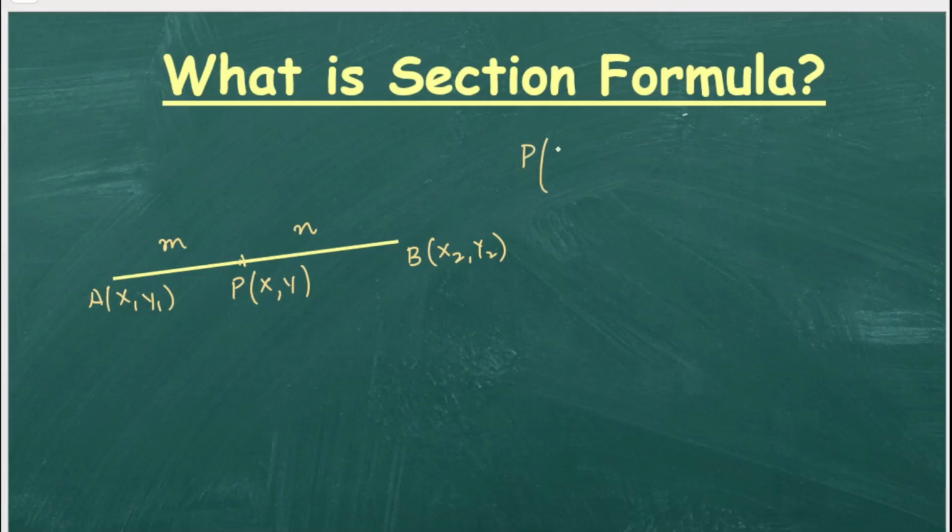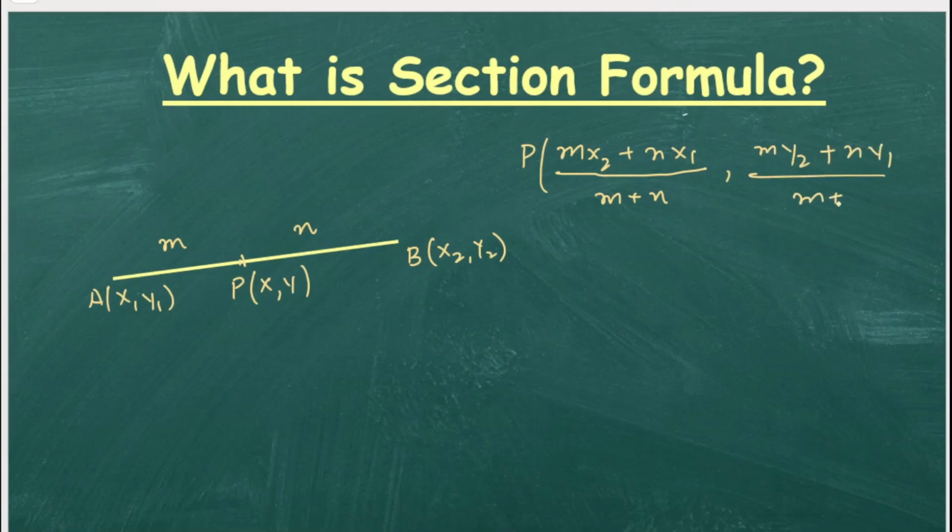So (m multiplied by x2 plus n multiplied by x1) over (m plus n). Notice that since I am writing the x coordinate of P, m will be multiplied by the x coordinate x2 and n will be multiplied by the x coordinate of A, comma. Now let's write the y coordinate. So m will be multiplied by the y coordinate of B, that means m times y2 plus n times y1, divided by m plus n. So these are the coordinates of the point P, and this formula is called the section formula.